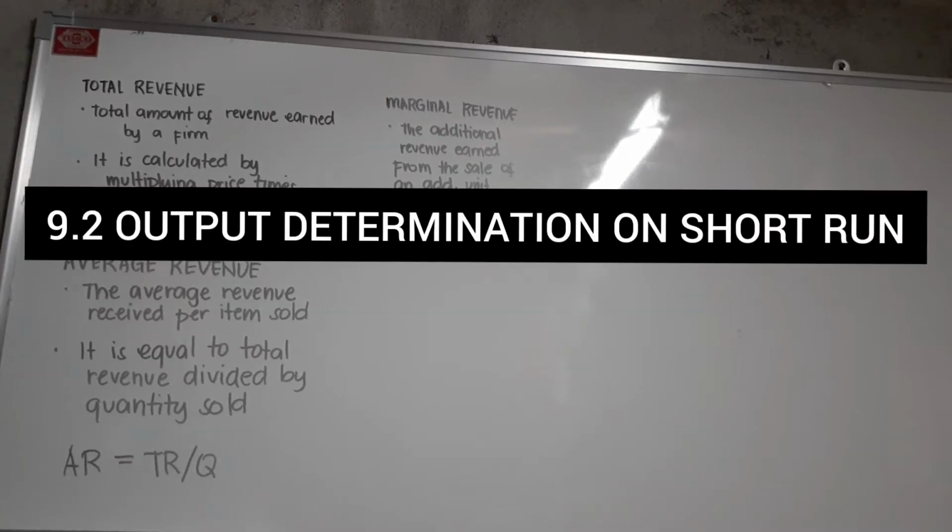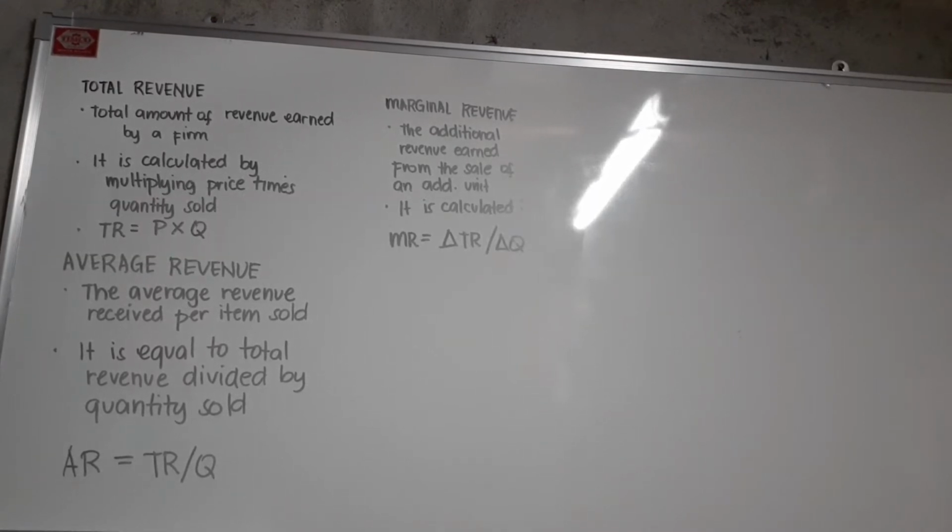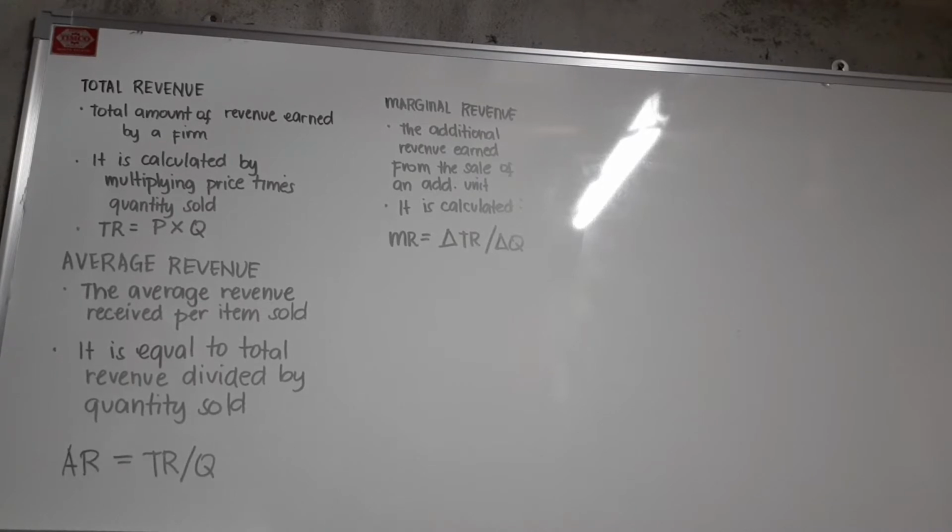For today's topic, output determination in the short run. So, ang objective ng topic na to is to be able to calculate total, marginal, and average revenue, to understand the key difference between total revenue, marginal revenue, and average revenue. And lastly is the calculation of profit and loss in the short run.